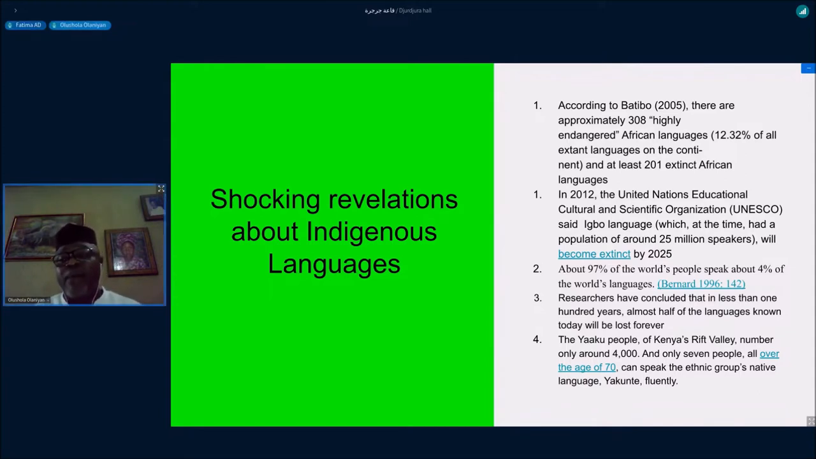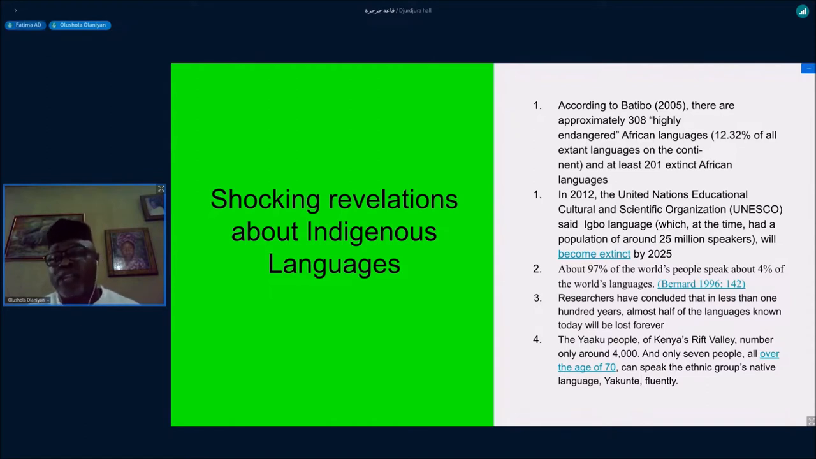The third revelation is that about 97% of the world's people speak about 4% of the world's languages. What does it imply? It means that the whole world focuses on very few languages and we ignore the rest. It means that by ignoring those languages, especially the indigenous languages, there will not be need for development in those languages, and they are bound to die because people do not take care of them. So this is a major challenge facing all the indigenous languages across the globe.